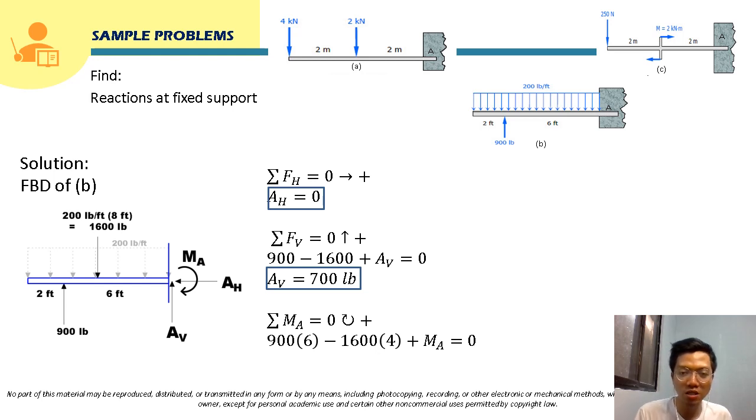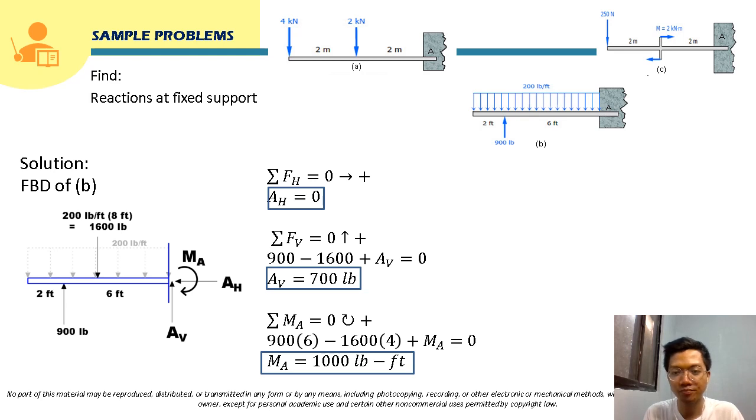So we will transpose 900 times 6, so that will be negative 900 times 6 plus 1,600 times 4. So we transpose those values. So MA will be 1,000 pound-feet. Okay, so this will now be the reaction moment of the fixed support at point A. Okay, so you can now box this answer.